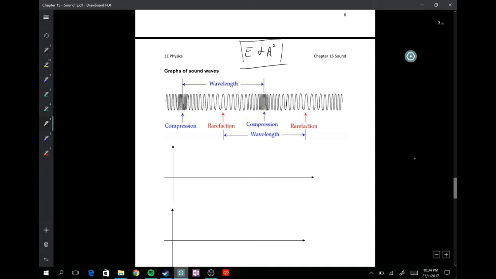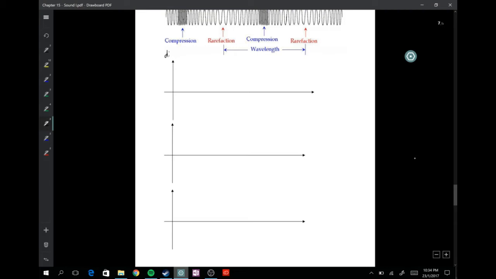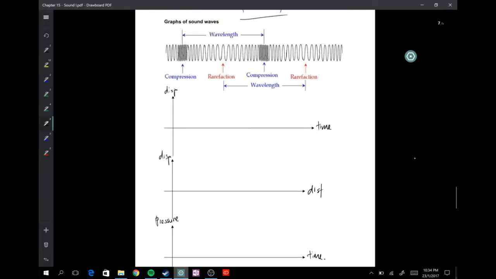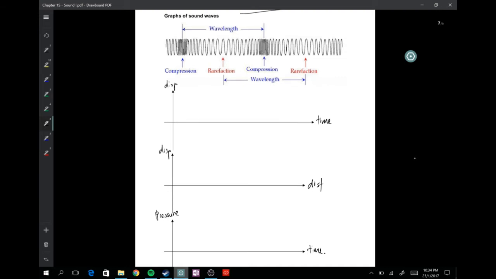Now I want you to think about this. I'm going to draw a displacement time graph first. If you want to fill in all the axes, you can. Basically I'm going to draw a displacement time, displacement distance, and a pressure time graph. Basically what we did in chapter 13 or 12 on waves. I think I went through this quite in detail. So first thing first, let's draw this down, to the point of compression and rarefaction. And let's not mark anything yet.